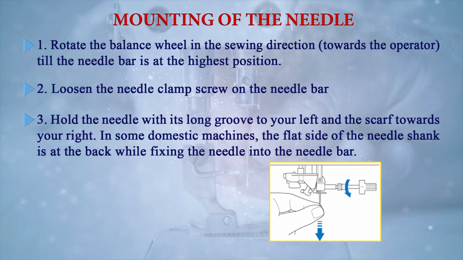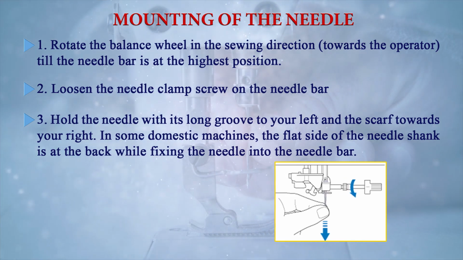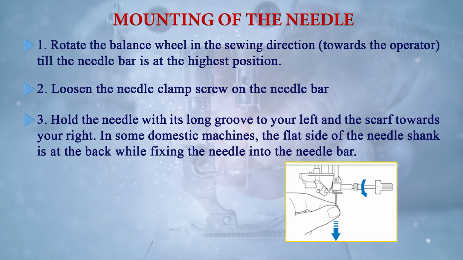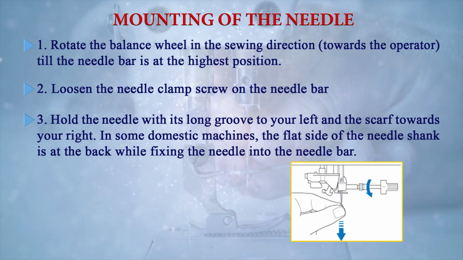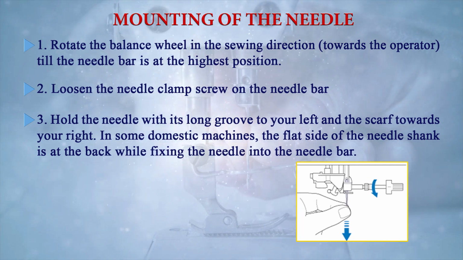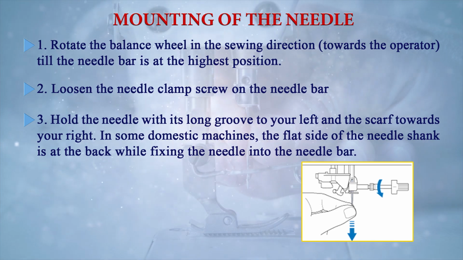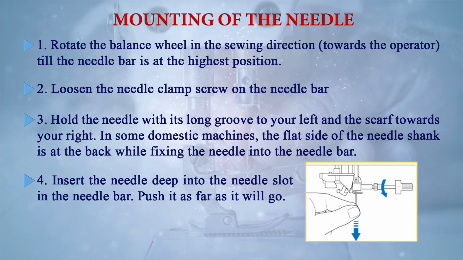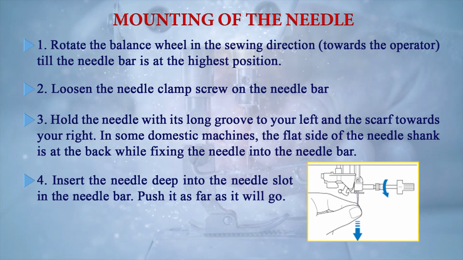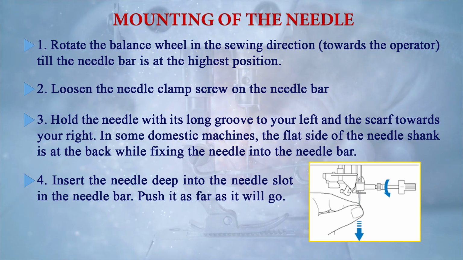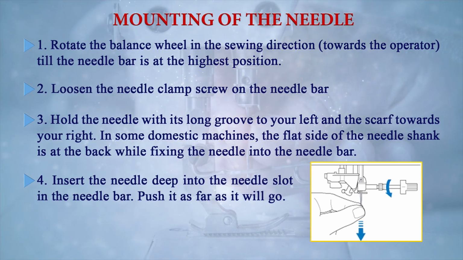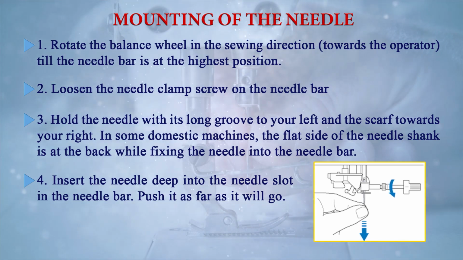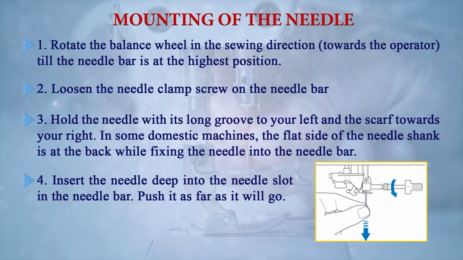When you put the needle in the needle bar, it is flat on one side, so we have to put it according to that direction of the needle and the needle bar. This is how we hold the needle, and then insert the needle deep into the needle slot. You can see in the picture, we hold the needle from the middle or the lower middle point, and we insert the needle deep into the needle slot in the needle bar and push it as far as it goes.